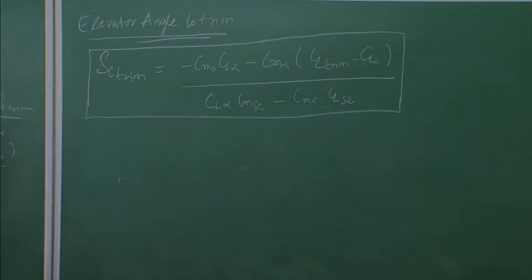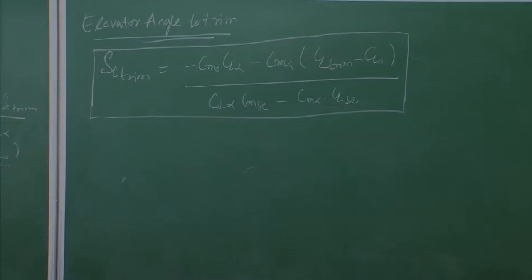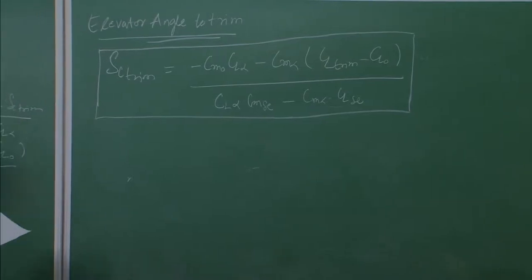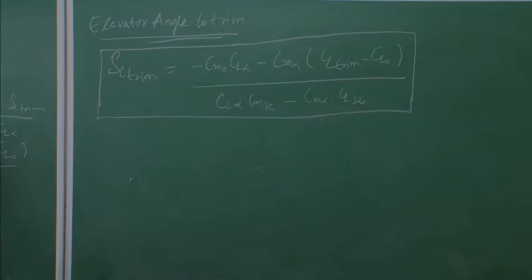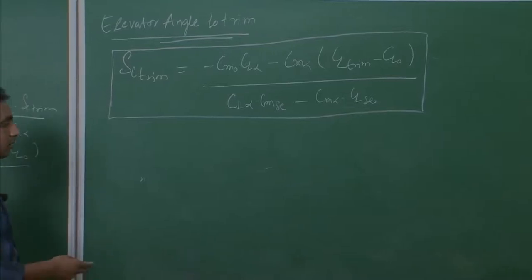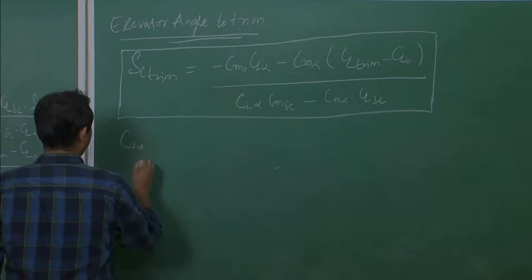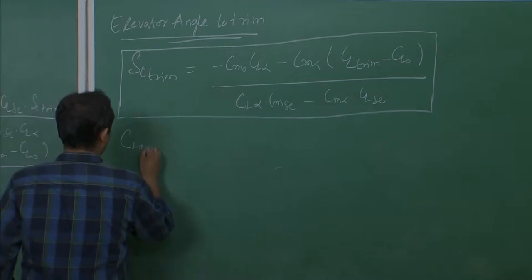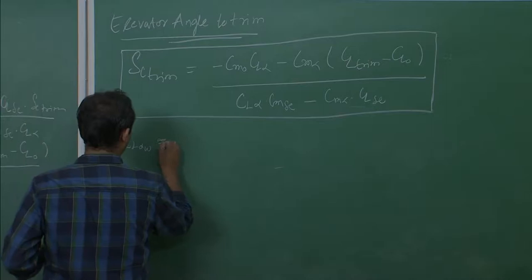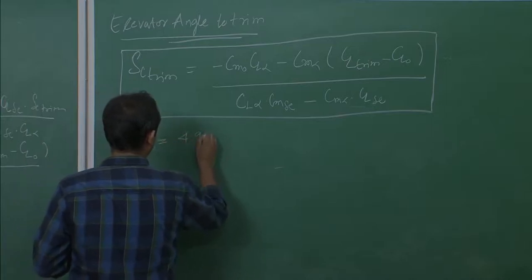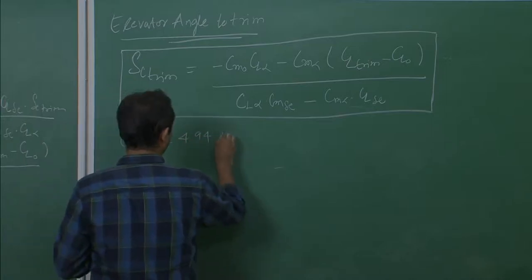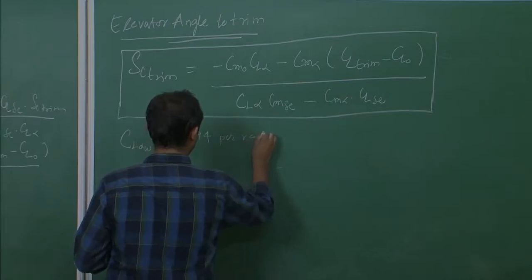Now, after derivation, what is the trim elevator angle required in order to trim? Now, we will be revisiting that numerical which we did yesterday. So, some of the values which we got from the previous numerical were your CL alpha for wing, which was 4.94 per radian.